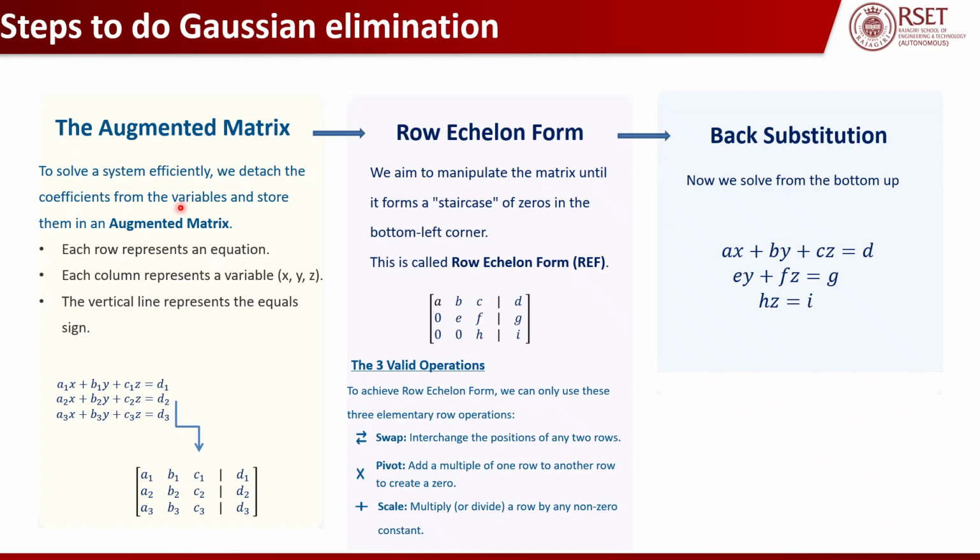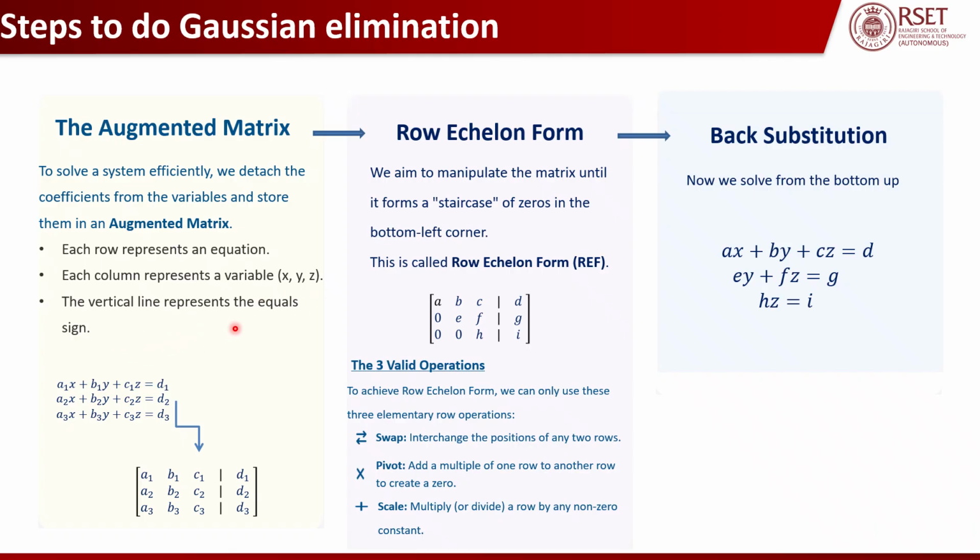So what is an augmented matrix? To solve a system efficiently, we detach the coefficients from the variables and store them in an augmented matrix. Each row represents an equation. So you can see each row, 1, 2, 3. We will have three rows. Each column represents a variable: x, y, z.